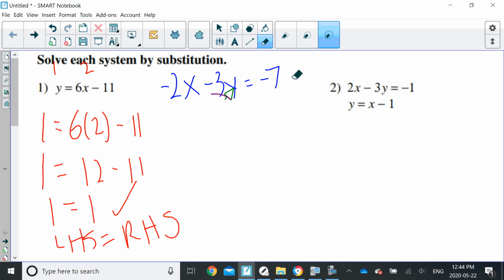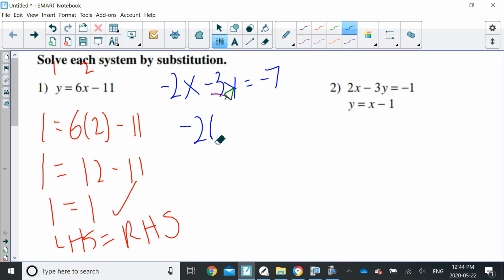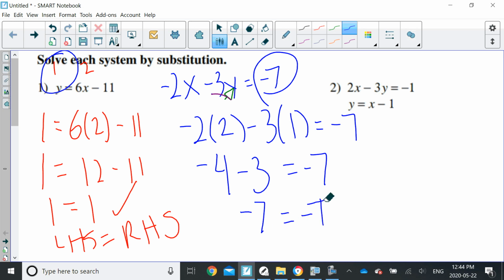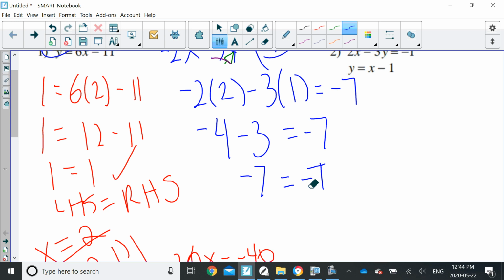Then we're going to go over here. Negative 2 times x. I'll do this in a different color. Negative 2, x was 2, minus 3. Y we got was 1. Remember y was 1? And I'm going to check, does that equal negative 7? So negative 4 minus 3, does that equal negative 7? Negative 4 minus 3 is negative 7. And look at that, it verifies. Left-hand side equals right-hand side.